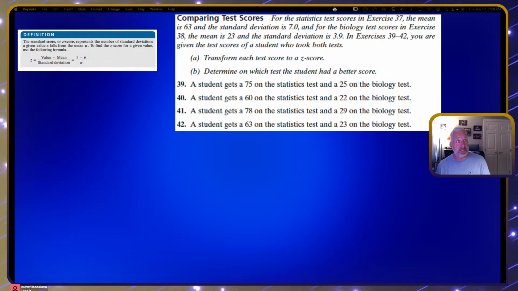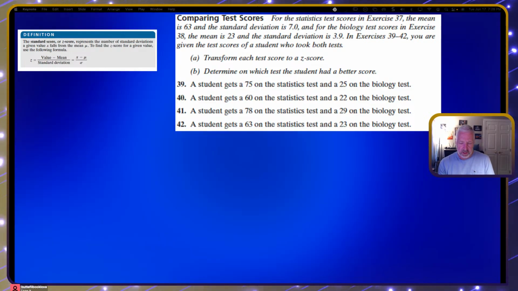Now I'm looking at z-scores. I've gone from a couple of questions on the empirical rule, and now I want to look at z-scores. This is very similar to what we had on our test. So we've got a standard z-score. If you see right up here, I've got kind of a breakdown.